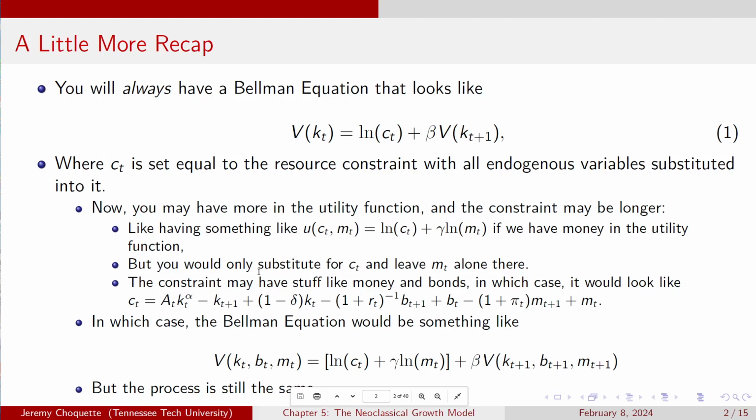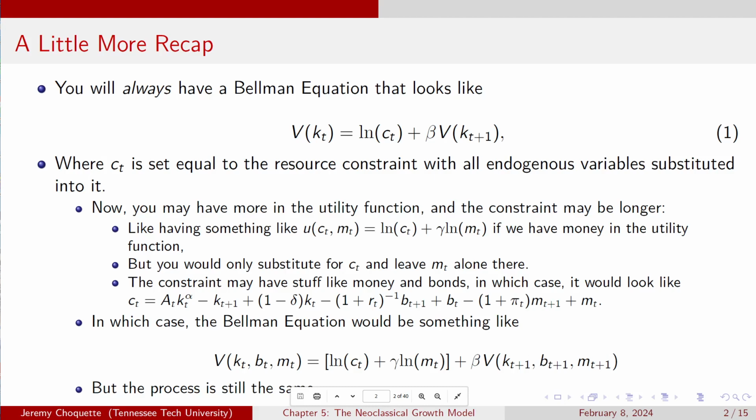But anyways, if we have this utility function right here, and it's being maximized subject to this constraint here, well, the Bellman equation would look like this. We'd have V of KT, BT, and MT because we're choosing capital, bonds, and money. And then the thing that we'd be choosing as an alternative to these three would be consumption, right? So you'd have consumption and then these three guys here. So V of KT, BT, and MT equals the natural log of CT plus gamma times the natural log of MT plus beta times V of KT plus 1, BT plus 1, and MT plus 1.